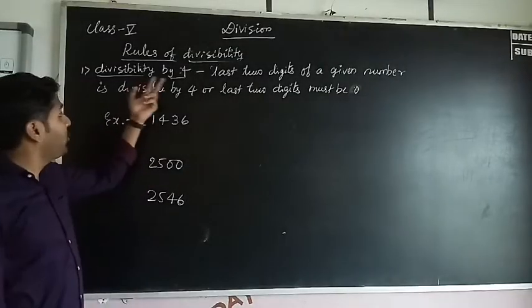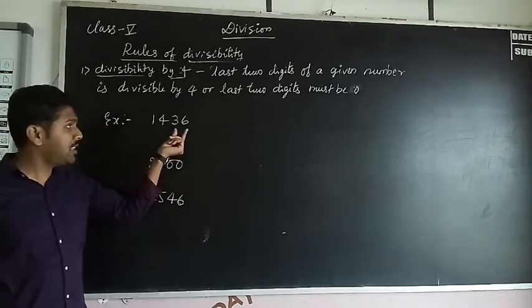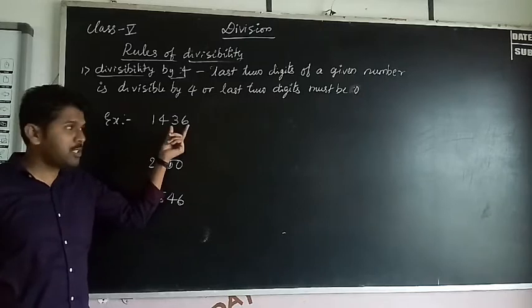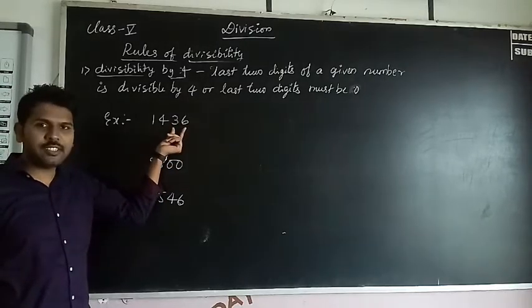Next, divisibility rule for 4. So how to check that one? If the number is given, just check the last two digits. The last two digits must be divisible by 4. If it is possible, that means this number is divisible by 4. So check that last two digits.